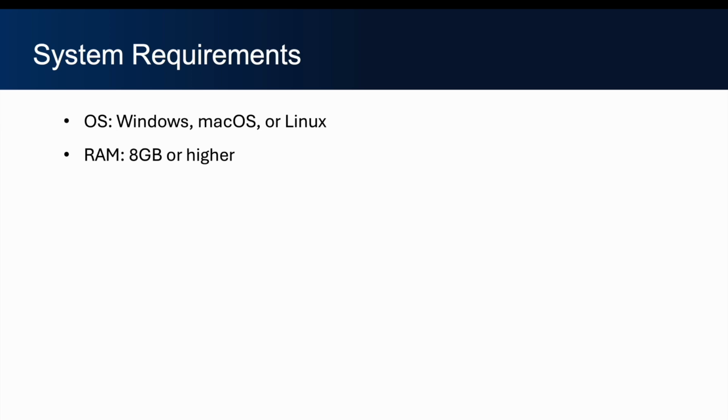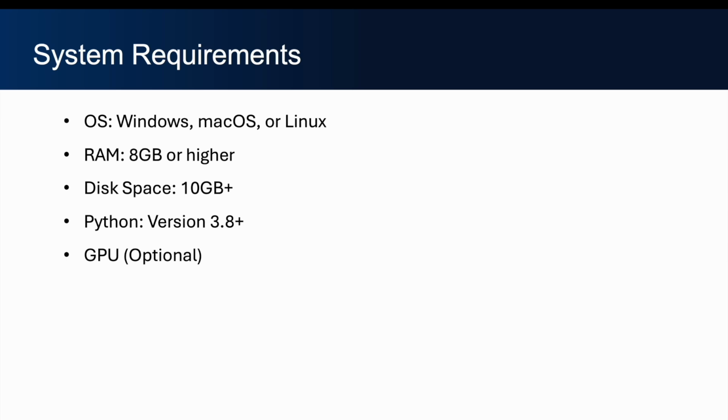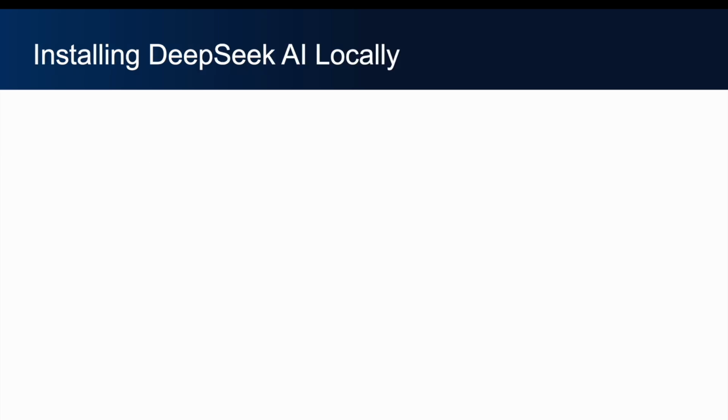Before installing DeepSeek AI, ensure your system meets the following requirements, and these are the minimum requirements. For operating system, you would need Windows, Mac OS, or Linux. Your RAM size should be 8 GB or higher. Your disk space should be 10 GB plus, mostly for model storage. Python version 3.8 or above, and you might need a GPU, which is optional in this case because it's recommended for faster inference.